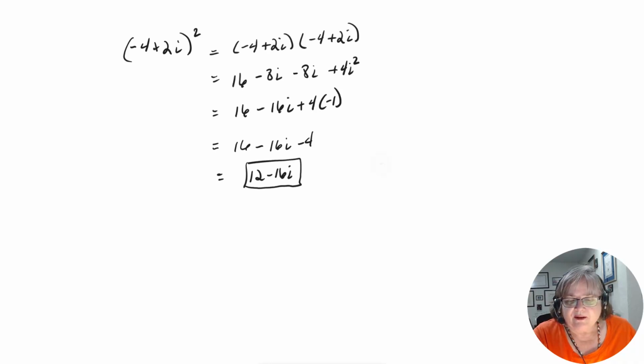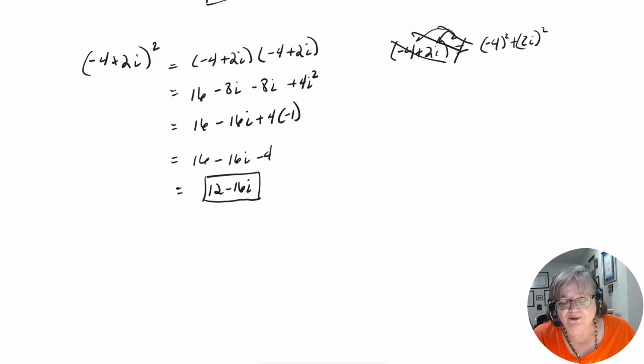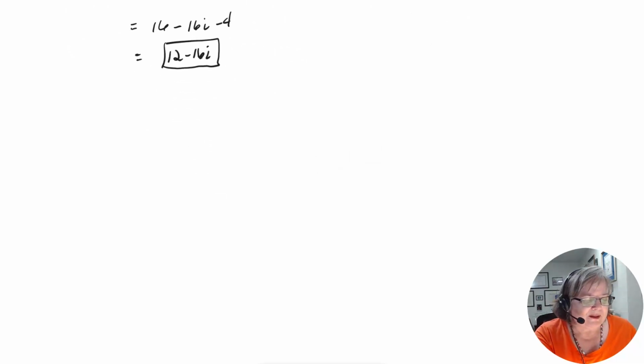All right. (Negative 4 plus 2i) squared is not negative 4 squared plus 2i squared. You cannot just square what's in there, right? Because it's a binomial. So don't do that. All right. Now, so there's just a few more things we can think about.